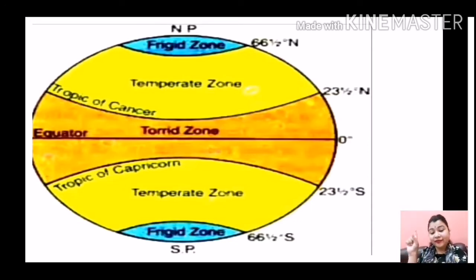So you see the frigid zone in the North Pole, where the latitude is 66.5 degrees north, and at the Tropic of Cancer the latitude is 23.5 degrees north, and in the middle you can find the temperate zone. Again in the South Pole area you see the Tropic of Capricorn at 23.5 degrees south, and the frigid zone or Antarctic Circle area, where the latitude is 66.5 degrees south, and in between you can see the temperate zone.